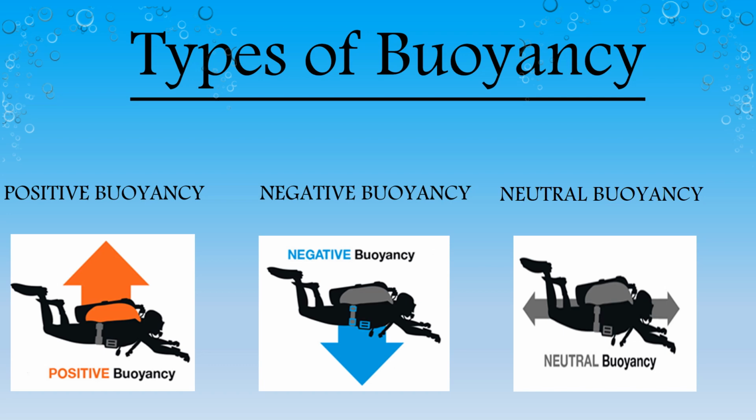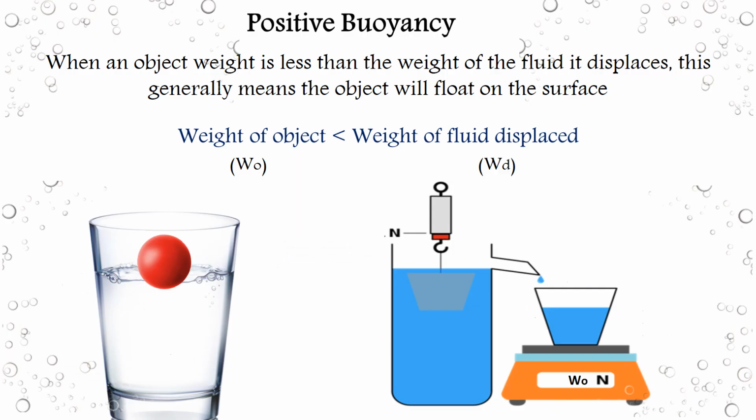Types of buoyancy: positive buoyancy, negative buoyancy, neutral buoyancy. Positive buoyancy: when an object's weight is less than the weight of the fluid it displaces, this means the object will float on the surface. Weight of the object less than weight of fluid displaced.